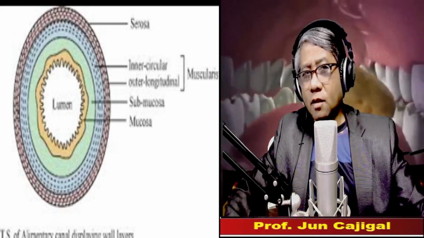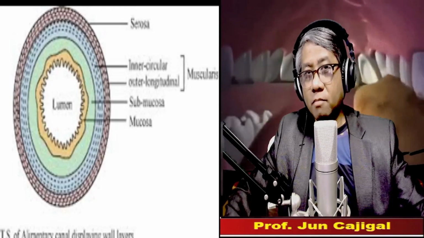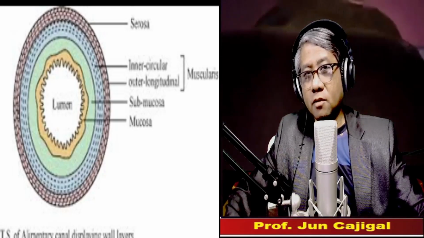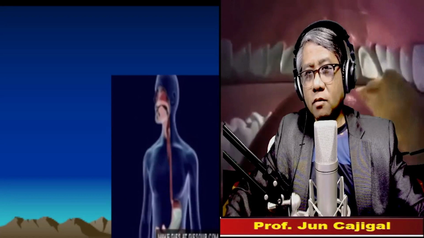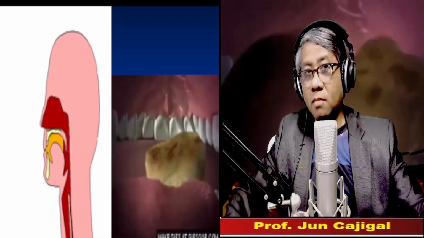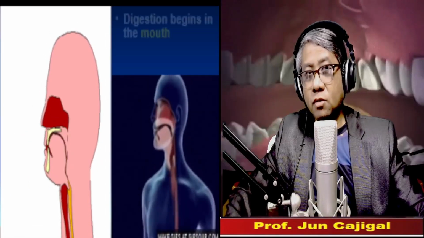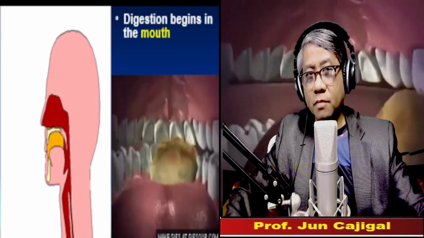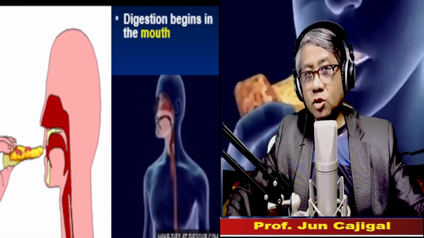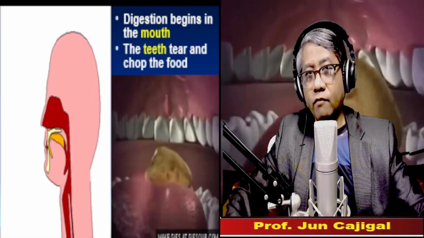So at this point, let us now trace the passage of food along the alimentary canal or the gastrointestinal or GI tract. Now the food enters through the mouth. The mouth is where mechanical and chemical digestion occurs. So basically, digestion begins in the mouth. And mechanical digestion occurs first by the action of the teeth. Now the teeth tear and chop the food.